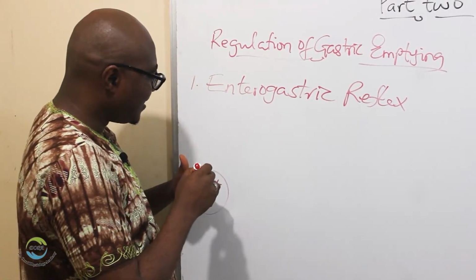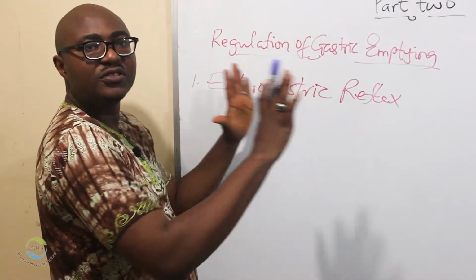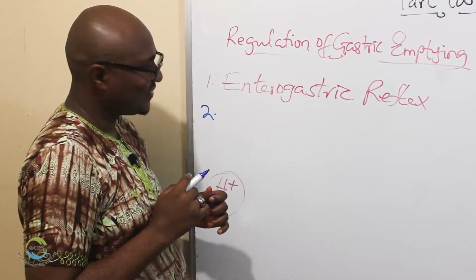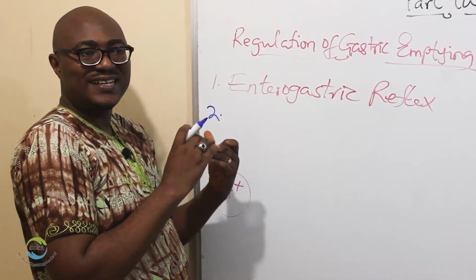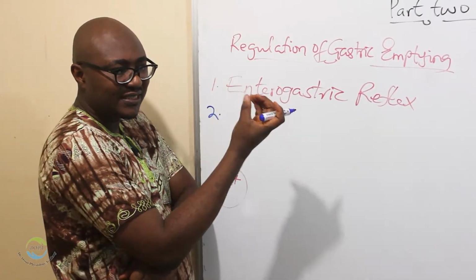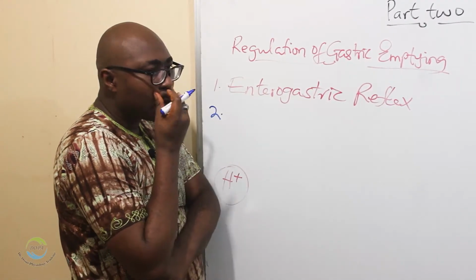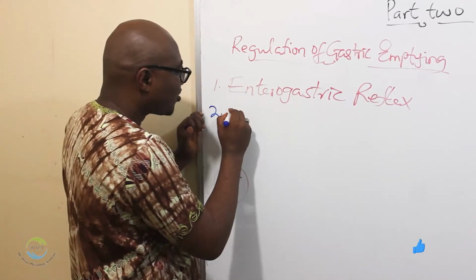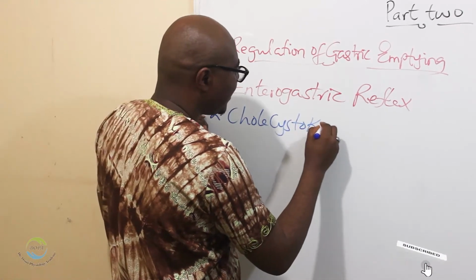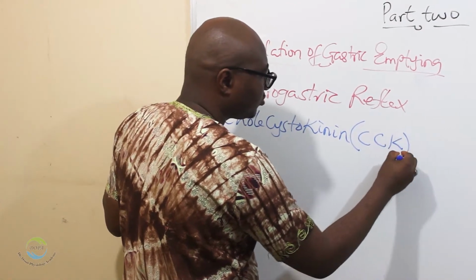All right? So the next thing, the regulation. So this entire is the nervous mechanism of regulation. So the next one is a hormonal mechanism. So when food enters the duodenum, it causes release of certain hormones, hormonal mechanism. One of the chief hormones there is called cholecystokinin, CCK for short. Okay?